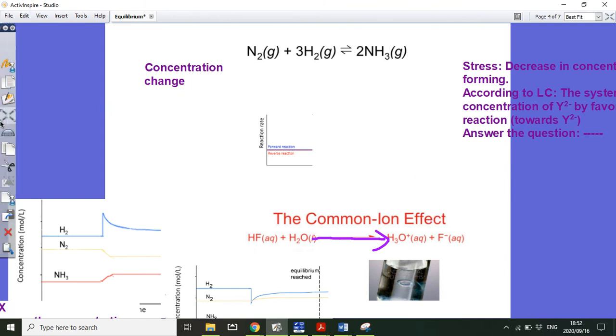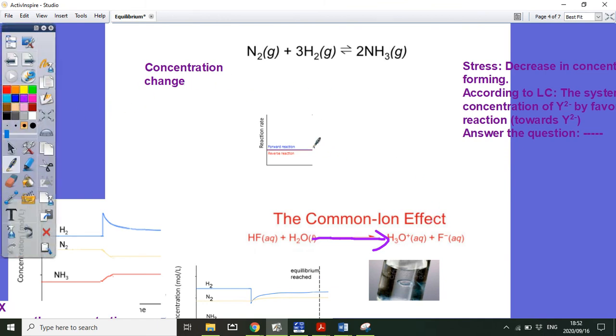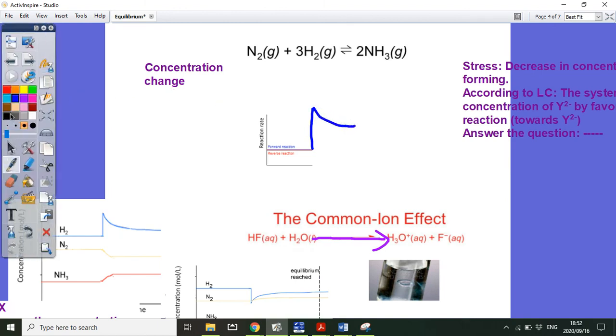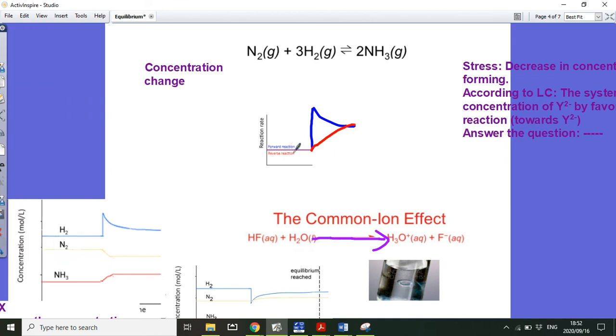So what you're going to do is you're going to only increase the rate of the forward reaction, which is my blue line. And then we're going to form a new equilibrium immediately. So the red one's not going to shoot up. So it's not a general change in concentration, it's only that one substance that was added, not both substances. So it's just the one concentration that changes.